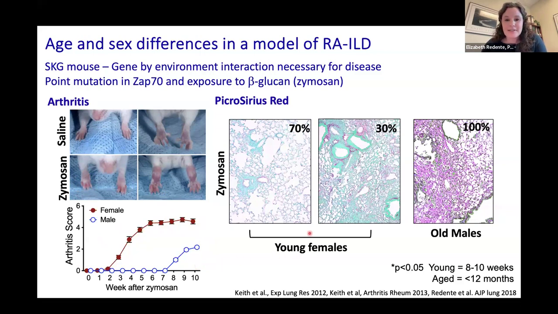In young female mice, 70% develop a very mild inflammatory and subfibrotic histology, which is depicted here in this picrosirius red image where the collagen is red, and about 30% develop an NSIP-like fibrotic lung disease. However, in aged males, so these are males over a year old, they develop a progressive and fatal fibrotic disease. So there's differences in arthritis in this model based on sex, and there's differences in the percentage and type of fibrosis seen in the lungs, again, based on sex and age.